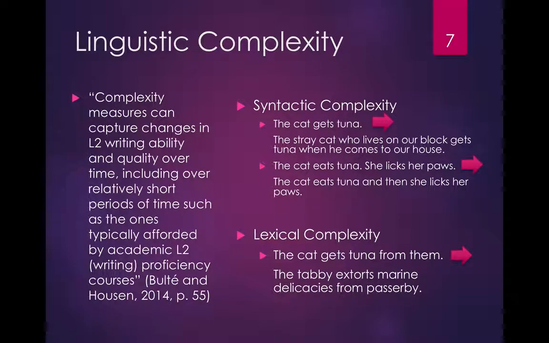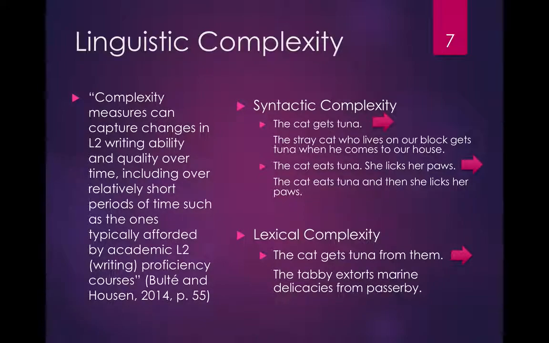Now, a more syntactically complex sentence is right below it. The stray cat who lives on our block gets tuna when he comes to our house. So what you have is an adjective modifying the noun as well as an adjective phrase, who lives on our block, and you have an adverbial phrase at the end, when he comes to our house. So I was curious to see, and I hypothesized that my students' sentences would become more syntactically complex over the course of the time that we spent together in this writing class.